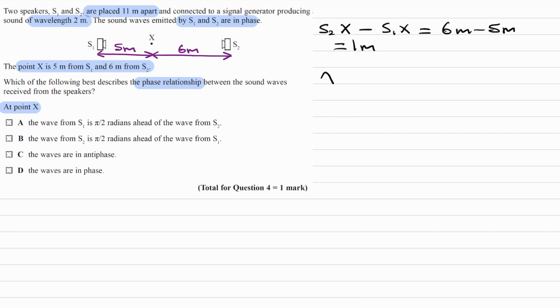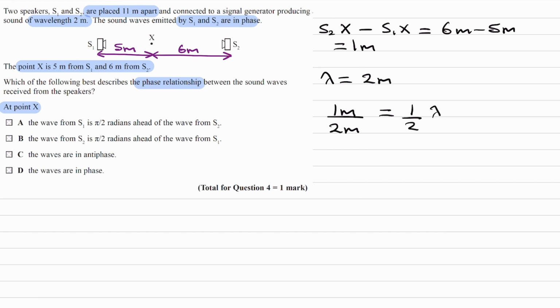We know what the wavelength is as well. The wavelength is equal to 2 meters. So that means that this distance here is longer than this distance by half a wavelength. If we were to do 1 meter, the path difference, divided by 2 meters, that gives us a half. So if one path is longer by half a wavelength, that would mean the phase difference is going to be pi.